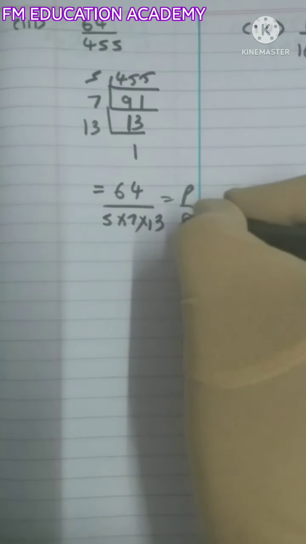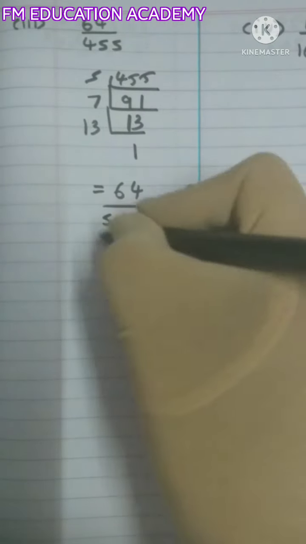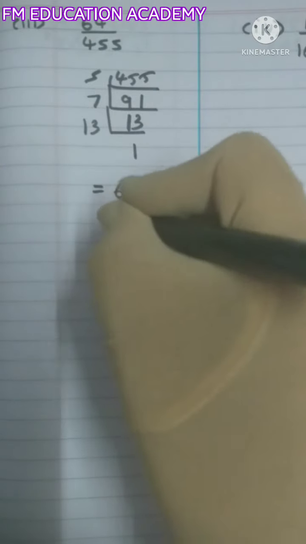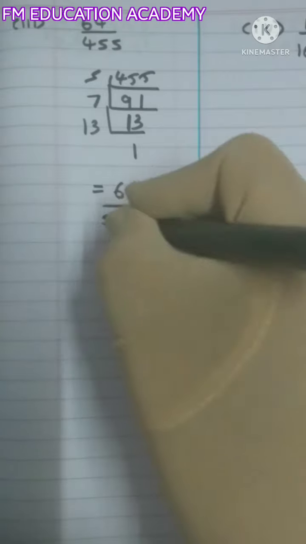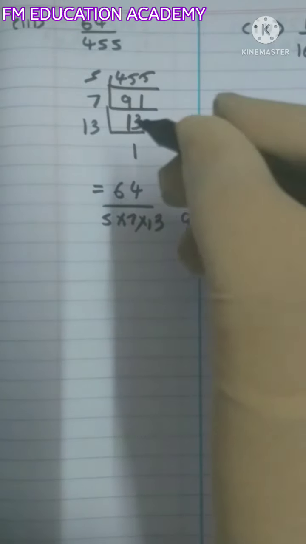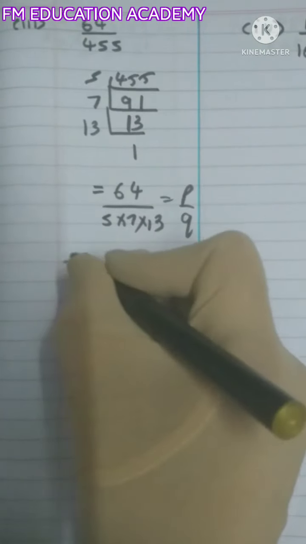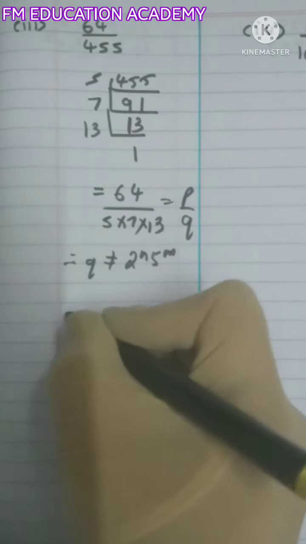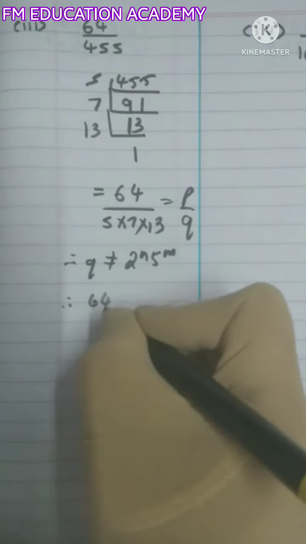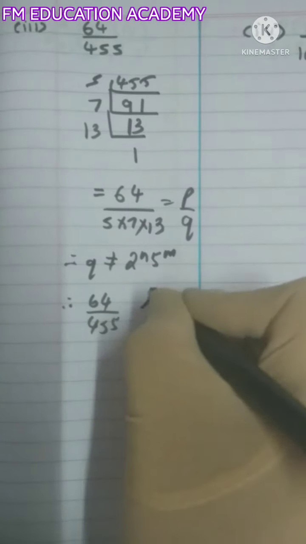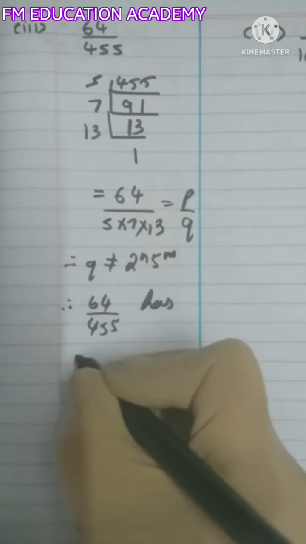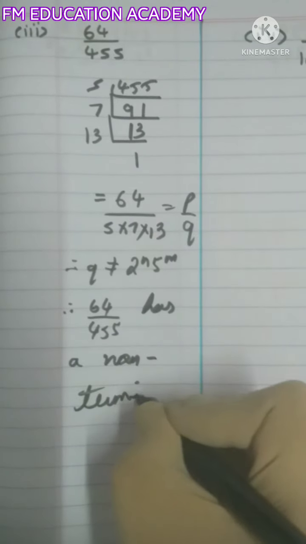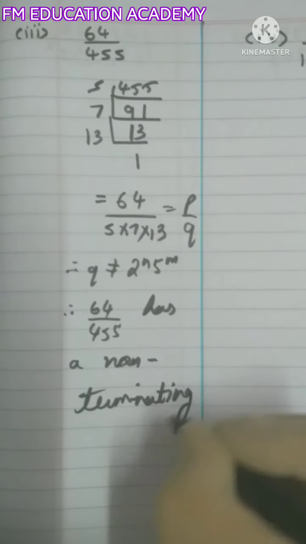this is of the form of P by Q. This Q, that is the denominator, is not having only 2 and 5, or only 5, or only 2. It is having also 7 and 13 along with 5. So we say that Q is not of the form of 2 power n into 5 power m. Therefore 64 by 455 has a non-terminating recurring decimal expansion.